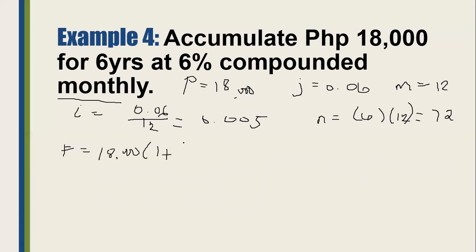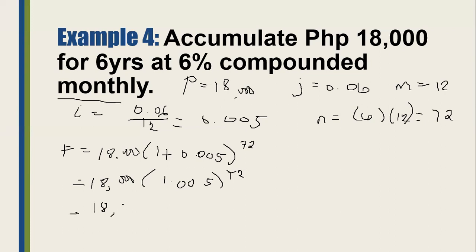Quantity 1 plus our I, which is 0.005, then raised to N, our N is 72. So simplify first what is inside the parentheses because we follow PEMDAS. So 1 plus 0.005, we have 1.005 raised to 72. So 1.005 raised to 72, and then 18,000.